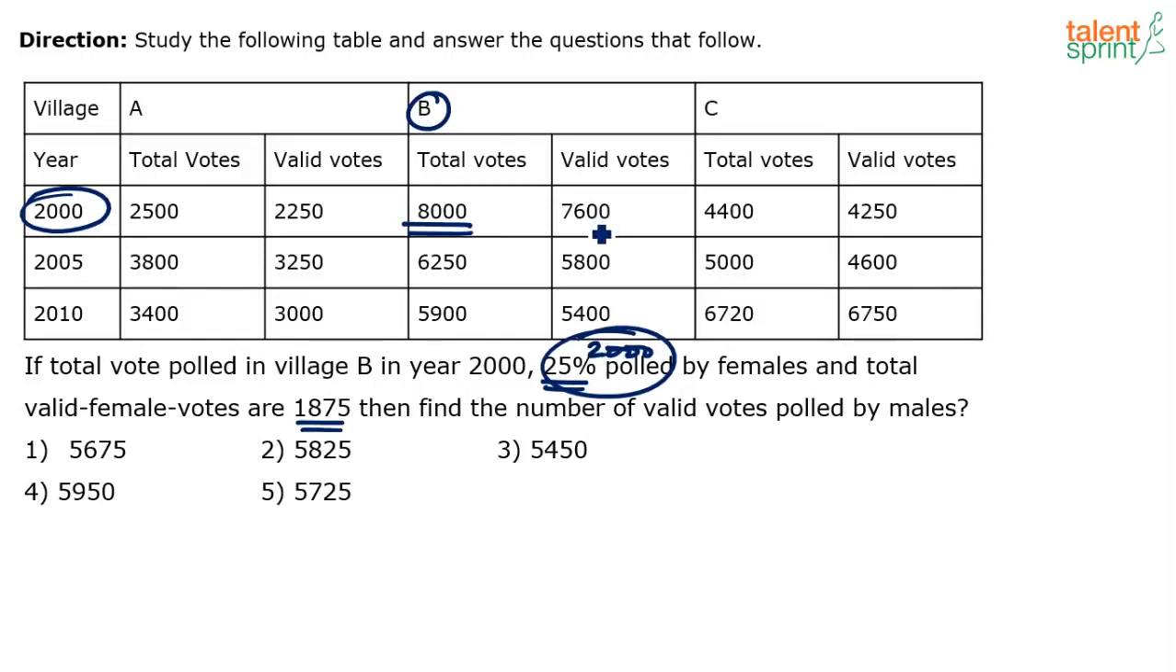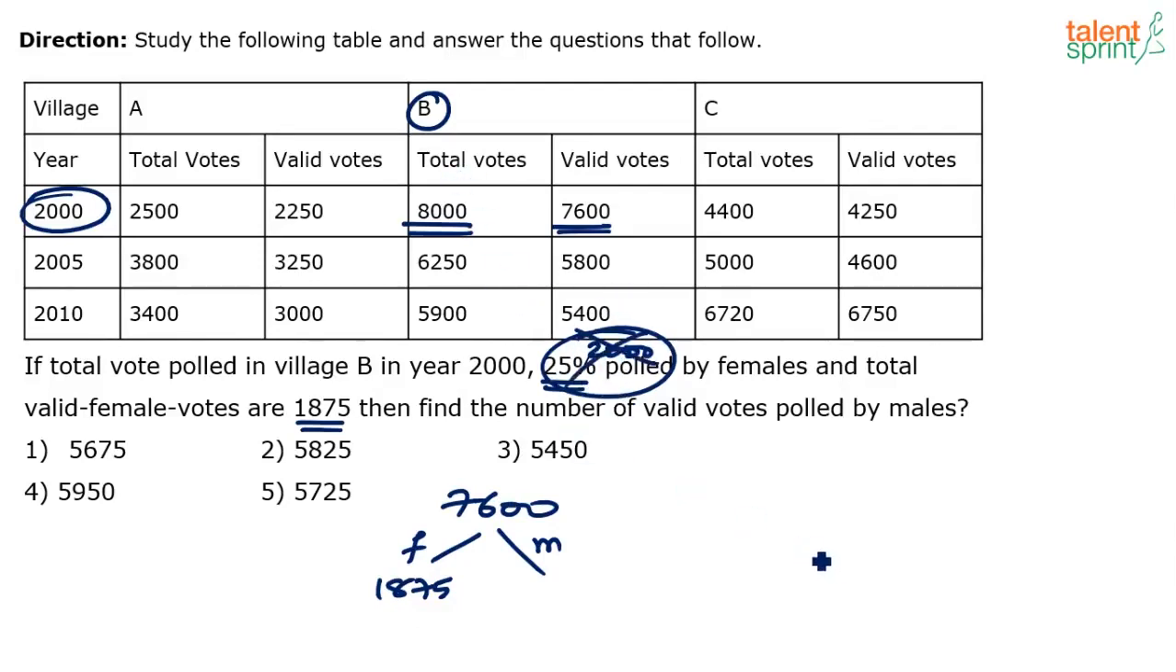I know that in village B, the total number of valid votes in the year 2000 were 7,600. Out of the 7,600, he says 1875 were from females. So how many will be from males? The remaining will be from males: 7,600 minus 1875. So we don't even have to spend that 1 second calculating 25% of 8,000, right?